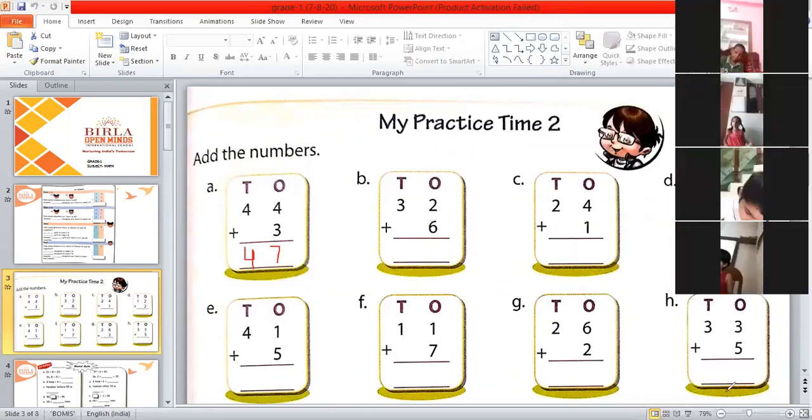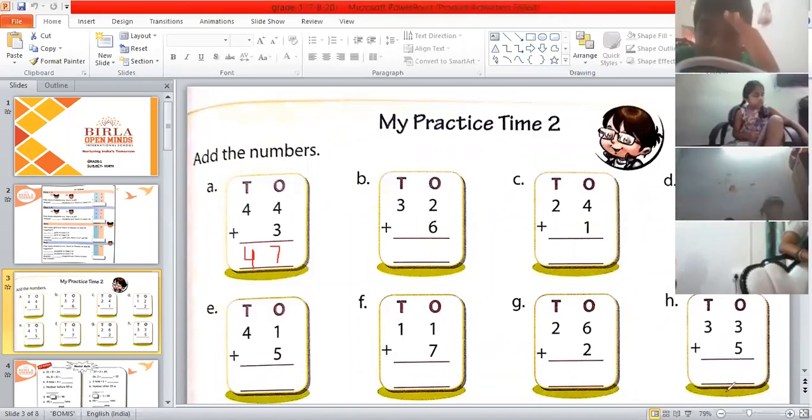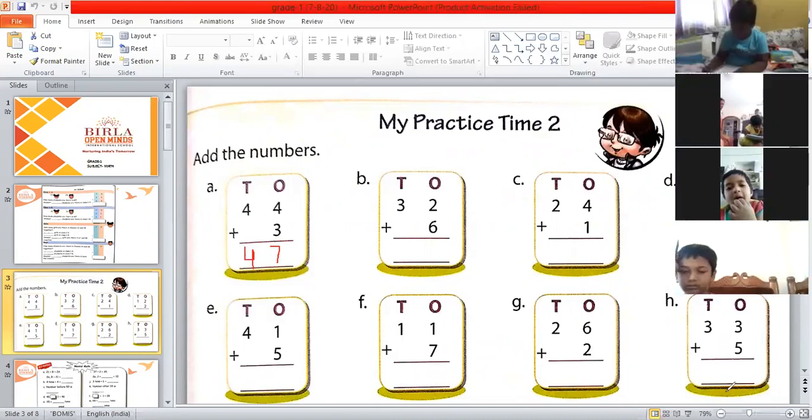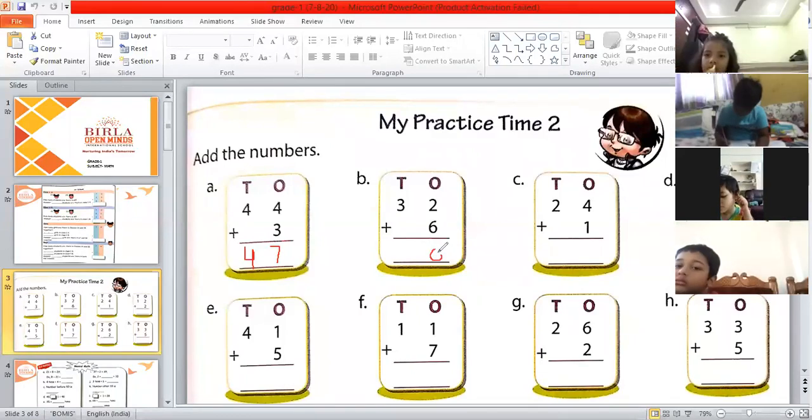Right? Now, bit B. Yes, come to bit B. Ananya, now you tell me the answer for bit B. In ones place, you have to add the numbers. Tell me 2 plus 6, how much, Ananya? 2 plus 6. No, 2 plus 6, how much? Yes, so we will write 8 in ones place.